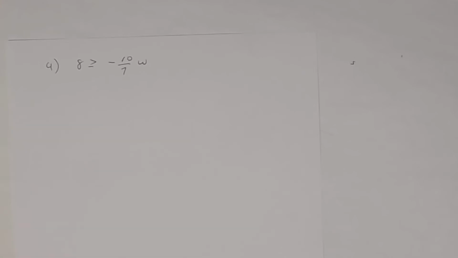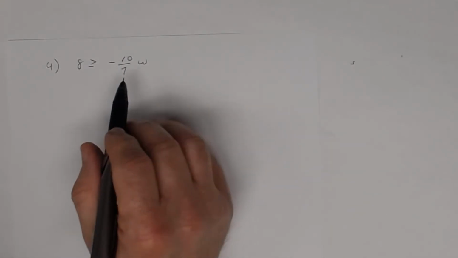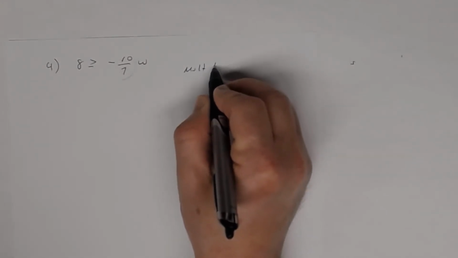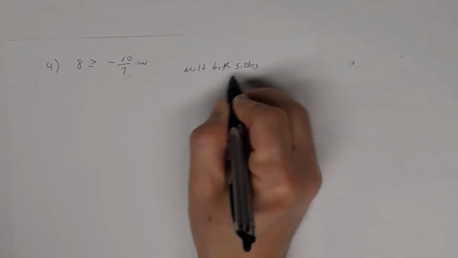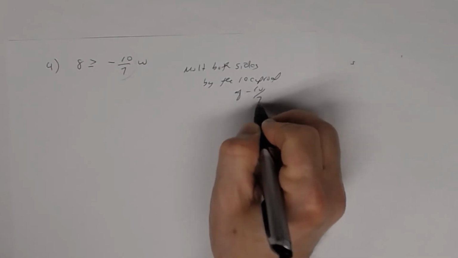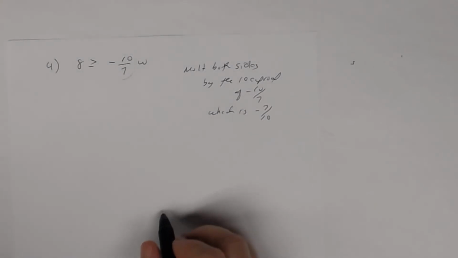All right, so let's look at this one. So 8 is greater than or equal to negative 10/7 times w. So it's already written as a coefficient here. It's already written as a fraction. So right away, I'm going to think about the fact that I want this right here to be a 1. So I'm going to multiply both sides by the reciprocal of negative 10/7, which is a negative 7/10. So multiply both sides by the reciprocal of negative 10/7, which is negative 7/10.